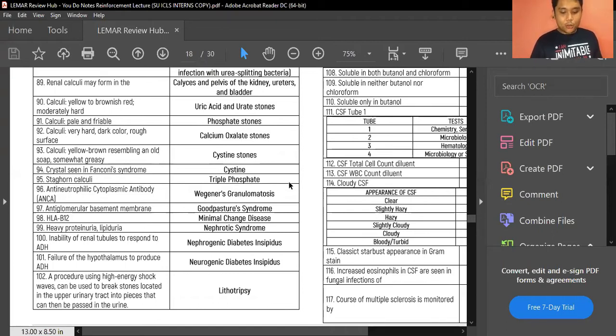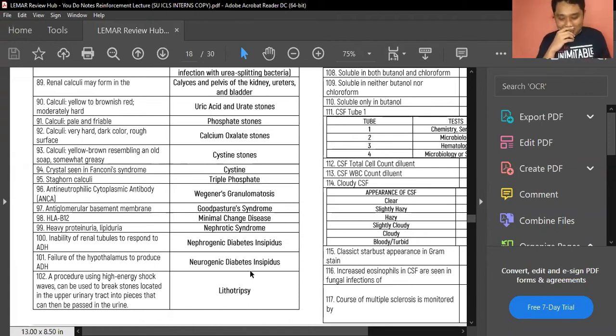Next, you have ANCA, anti-neutrophilic cytoplasmic antibody, of course, Wegener's granulomatosis. ANCA, letter C. So C for Wegener's. Next, anti-glomerular basement membrane, letter G, Goodpasture. So anti-glomerular basement membrane, anti-G, what disease is it, letter G, Goodpasture. And anti-neutrophilic cytoplasmic antibody, ANCA, is for Wegener's granulomatosis.